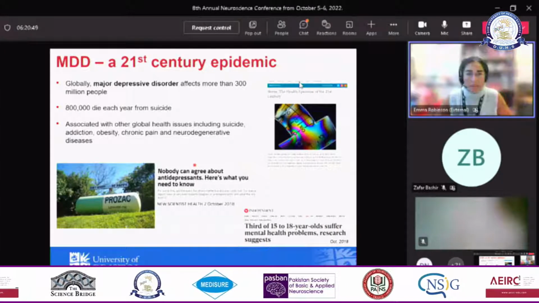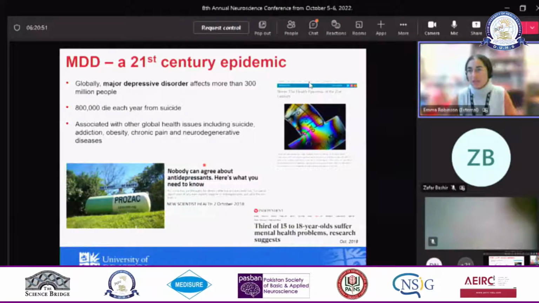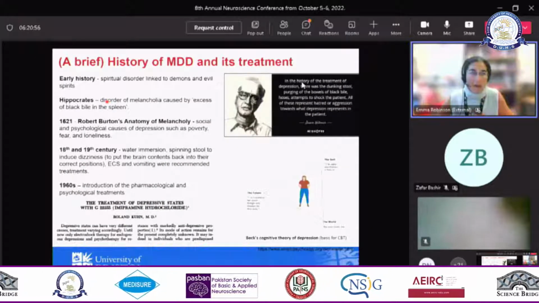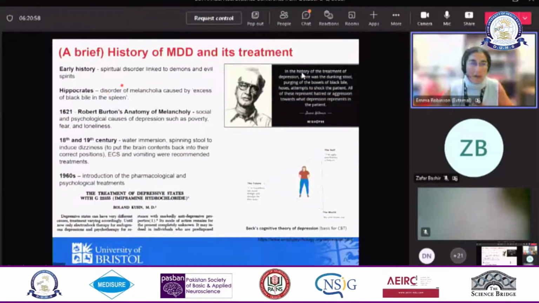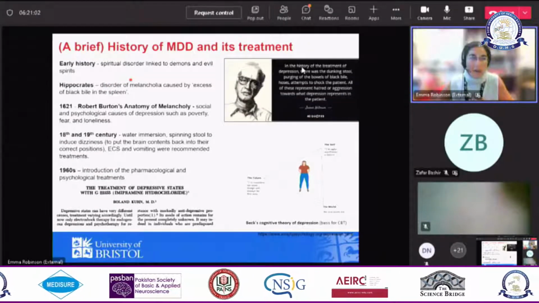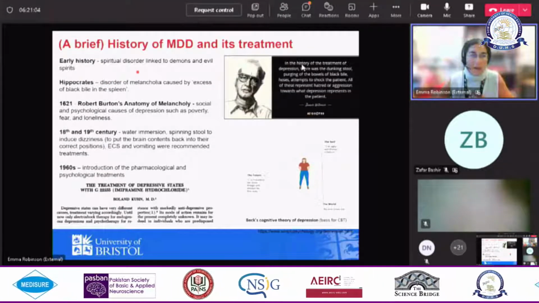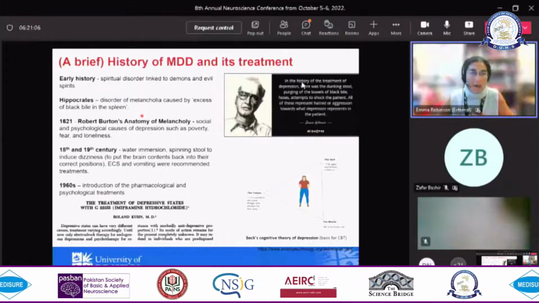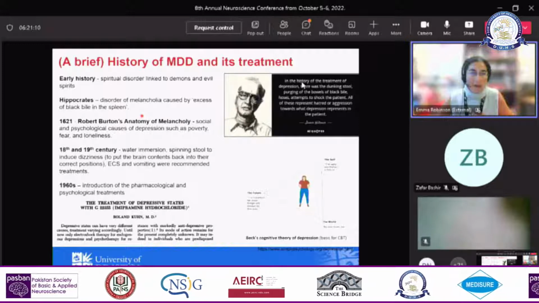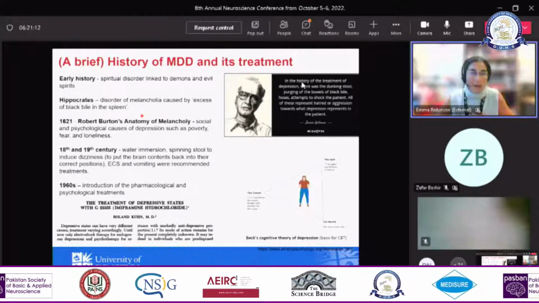So just very briefly, we have a very interesting history of treating major depressive disorder. Back in our early history, and certainly a European approach, it was seen as a spiritual disorder linked to demons and evil spirits. And Hippocrates talked about melancholia, an excess of black bile in the spleen, and these kinds of ideas.